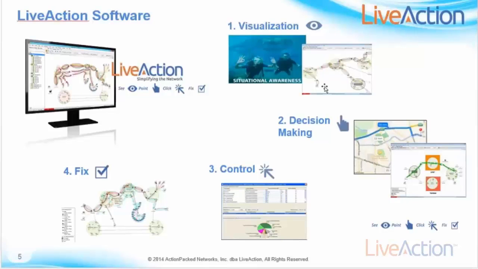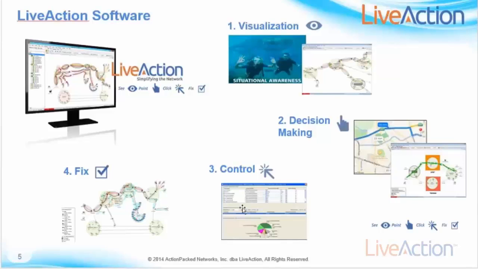The second thing is that once you understand what's going on in your network, it's about decision making. On the left here, there's a Google map, and when we take a trip, we use Google Maps. When there's an accident or there's congestion, it tells you what other routes to take. And LiveAction is similar in the network in that it shows you the path and what alternatives you might have to help you with this decision-making process.